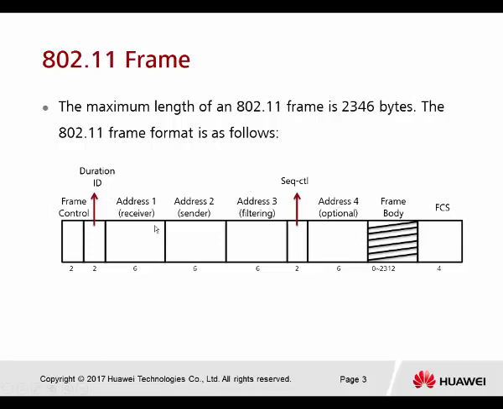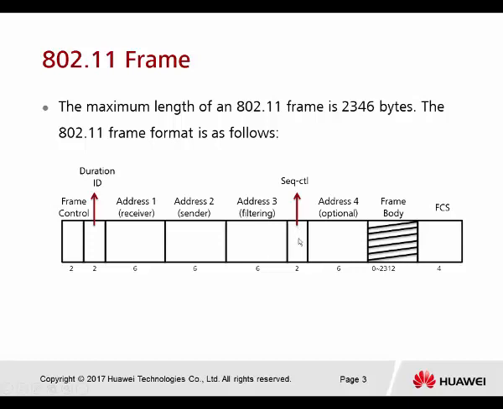From here, you'll notice they have a total of 4 different addresses. The first address always refers to the receiver, so the receiver means your destination address. The next one is the sender: who actually sent this frame? That address will be located in this field. Address 3 is for filtering, and address 4 is optional. This will be based on what kind of frame we currently use. With a different frame, the address locations will be different.